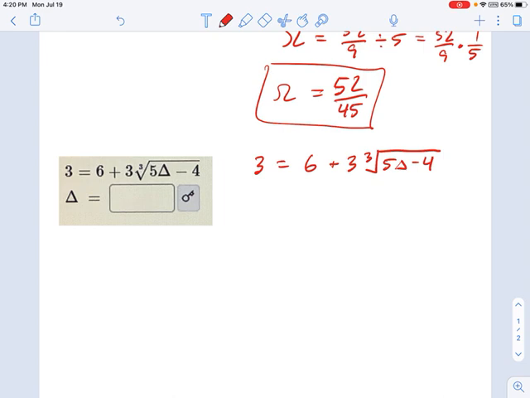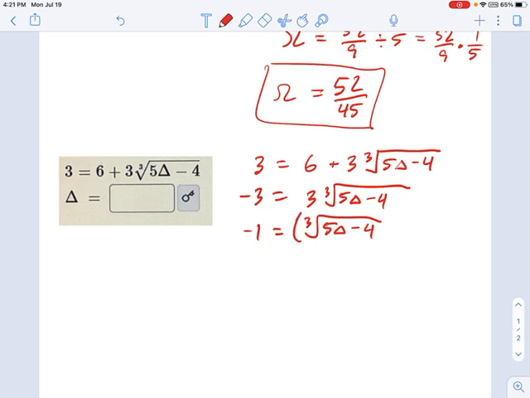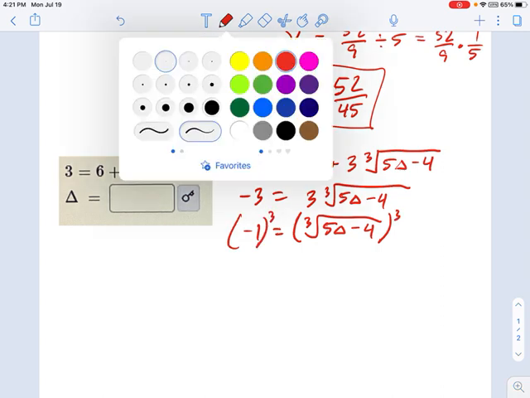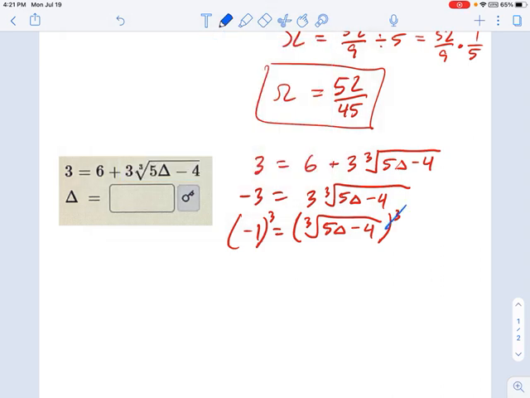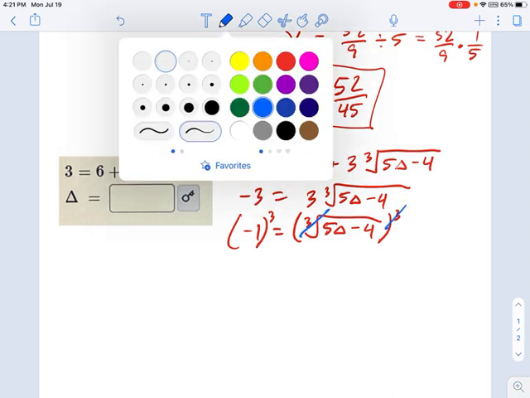I'm going to subtract 6 from each side. We're going to move a little quicker here because you just saw me do everything before this. And now I divide each side by 3. Negative 1 equals the cube root of 5 delta minus 4. And now, instead of squaring both sides, I'm going to do something different. We are going to cube each side, because cubing is the inverse of a cube root. That 3 in the exponent cancels out the 3 on the radical sign.